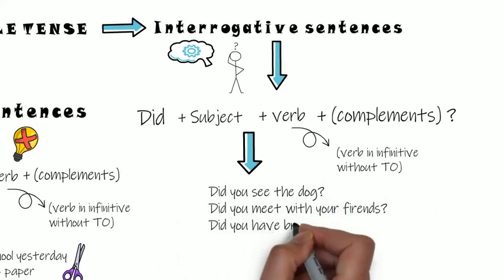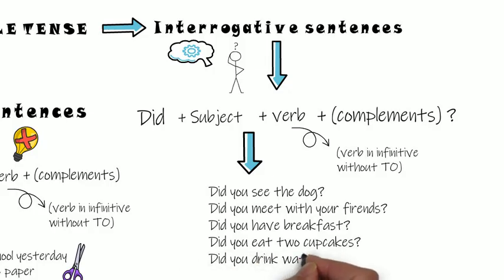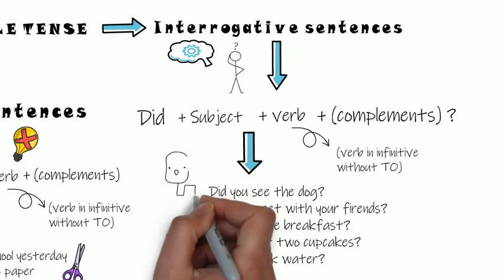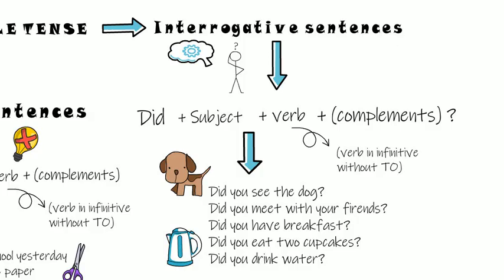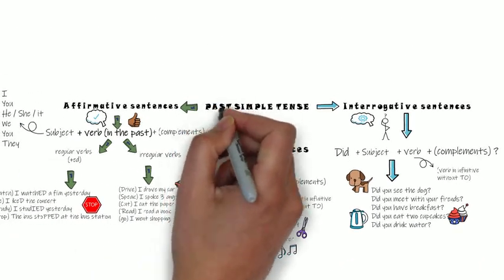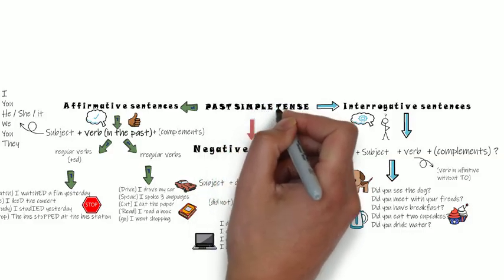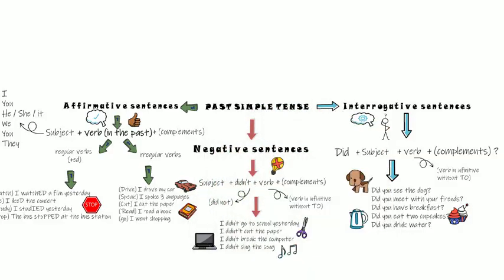These are some examples. Did you see the dog? Did you meet your friends? Did you have breakfast? Did you eat 2 cupcakes? Did you drink water? Lo mismo que en las negativas, al decir o al escribir did, el verbo ya tiene que estar en infinitivo sin to. And this is the explanation of the past simple tense with affirmative, negative, and interrogative sentences.